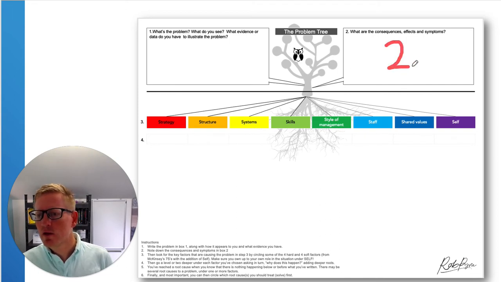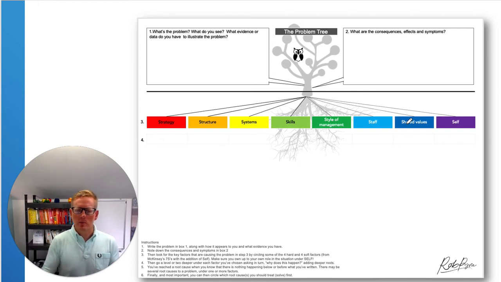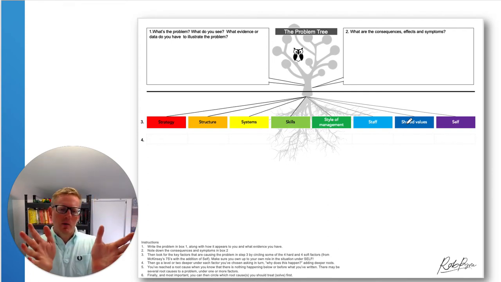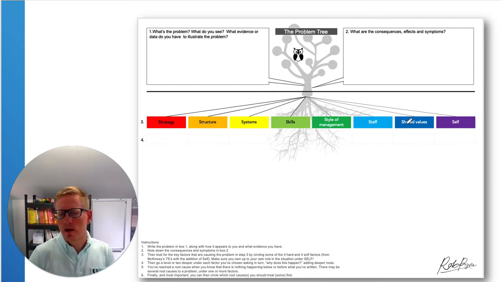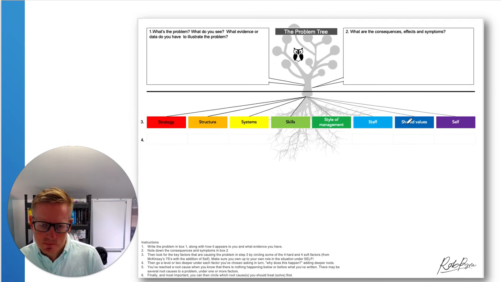And then in part two, we're going to move to talk about what are the consequences of this. Because we see this thing happening now, what are the knock-on consequences that are happening? And that's often a really interesting discussion to think about the impact on other stakeholders.